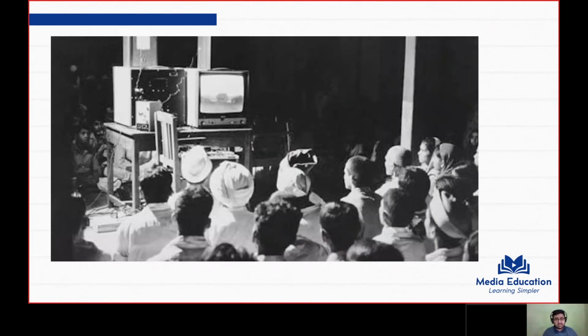Last but not the least, we come to television. Television came on September 15, 1959 with experimental transmissions from Delhi. A daily 1 hour news bulletin started in 1965, which was extended to Mumbai in the same year. SITE, that is Satellite Instructional Television Experiment, was conducted between August 1975 and July 1976, covering nearly 2,400 villages across the nation.